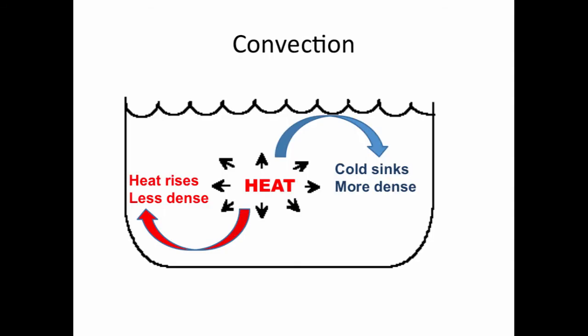Okay, so let's talk about convection. Again, copy this picture in your notes. Remember, convection is the movement of heat in a circular motion. So we have to review density. When things heat up, the particles start to increase speed and move a lot faster, and they also start to space out.